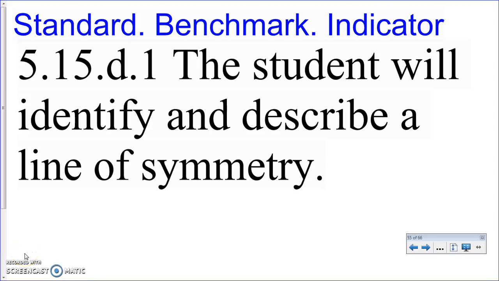Today we are learning about symmetry. Please copy down the standard benchmark indicator on a clean page in your math notebook. The student will identify and describe a line of symmetry.